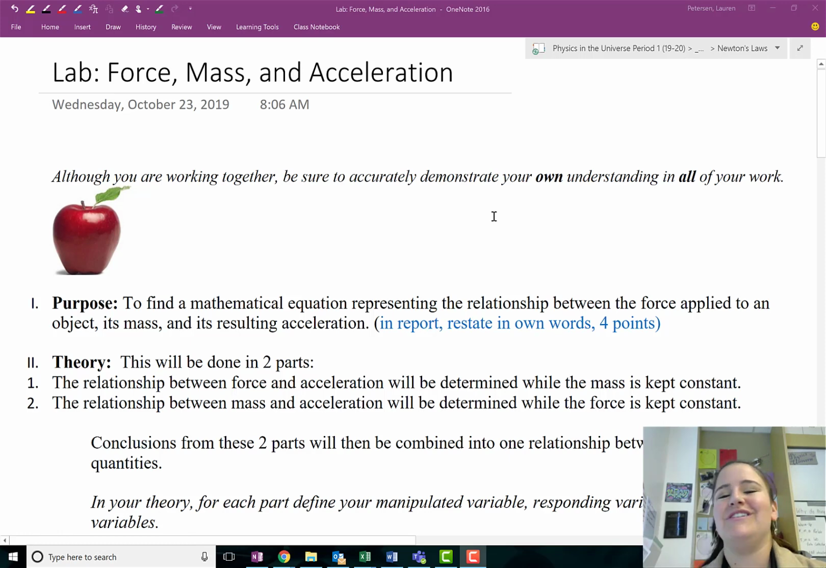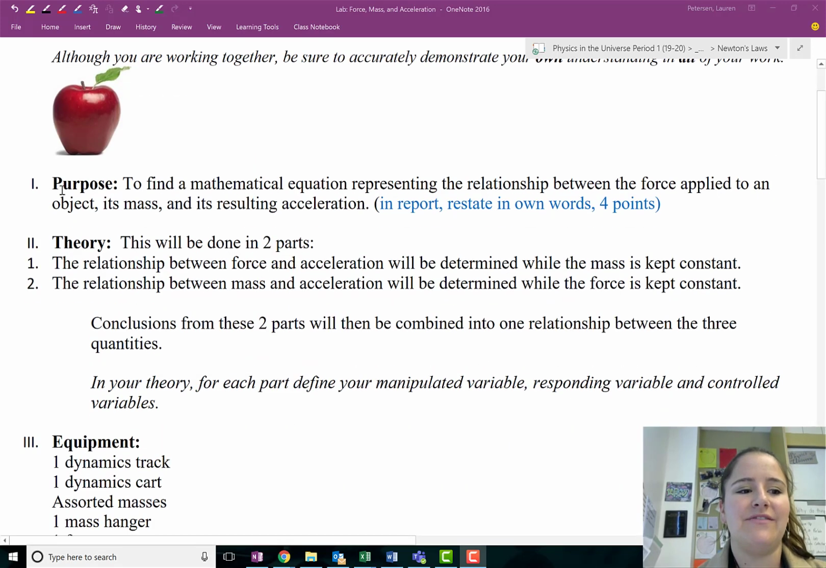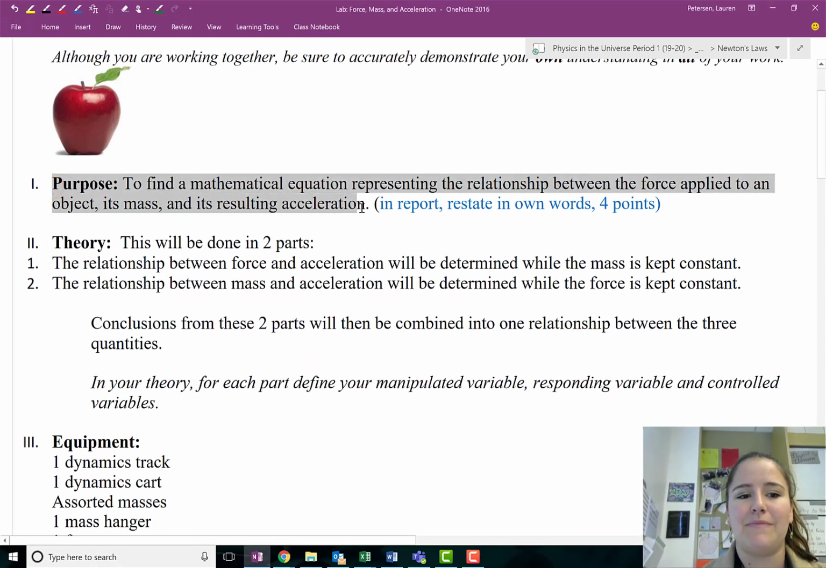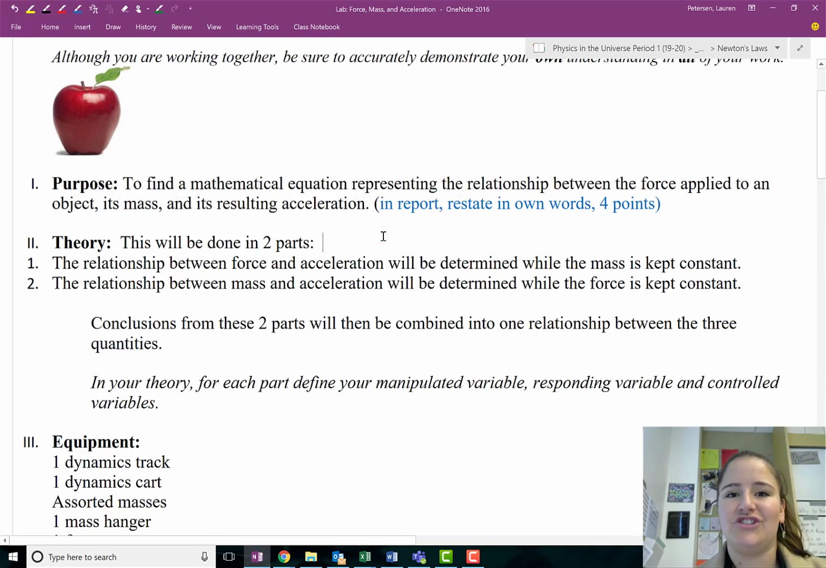And as we work through this analysis, I really want you guys not to lose sight of the purpose of this lab, okay? The purpose of this lab was to find a mathematical equation that can represent the relationship between the force applied on an object, the mass of that object, and its acceleration that you get. Remember, the object that we were studying was our modified Atwood's machine with our hanging mass and our cart.